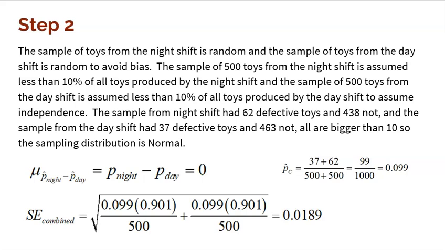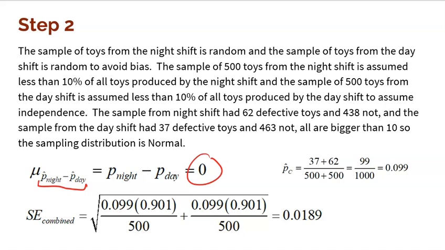Each shift did have enough successes and failures. Night shift had 62 defective, 438 not. Day shift 37 defective, 463 not. The sampling distribution is going to be normal. All right, please make sure we use proper notation here. The mean of all possible sample differences should be 0, because remember, if I'm assuming the null is true and there's no difference, it's going to be 0.